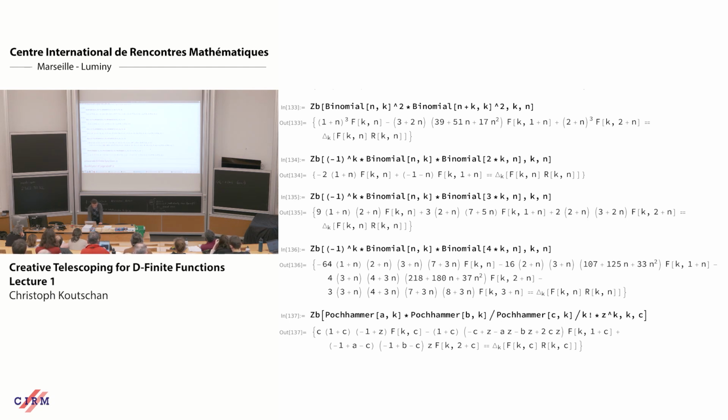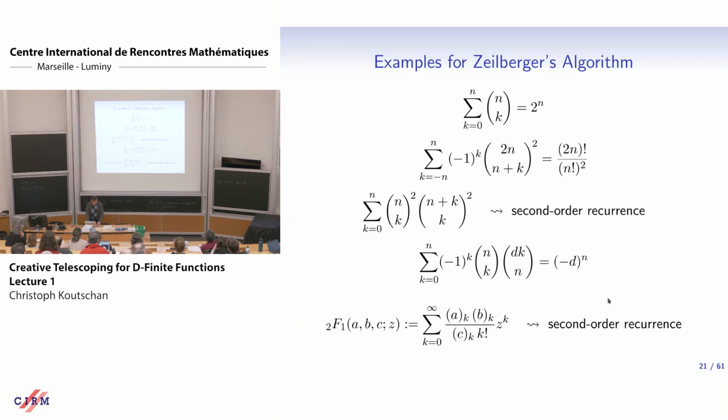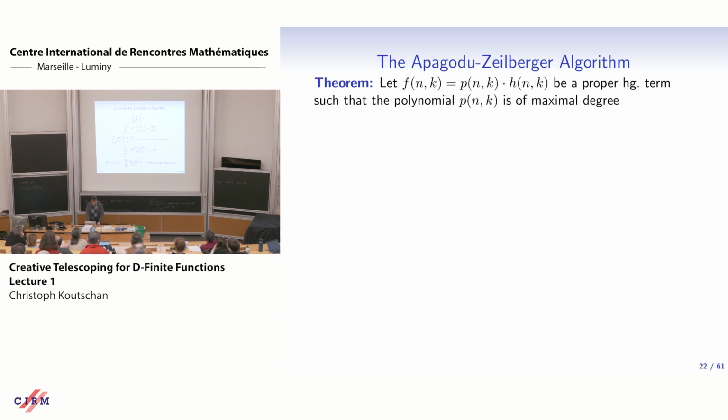Here we have A plus 1, A plus 2. We could do the same for B. Again, we get a second order recurrence in B. We can do it with respect to C. And also here we get C, C plus 1, C plus 2, a second order recurrence. Okay. I think, yeah, that's about Zeilberger's algorithm.